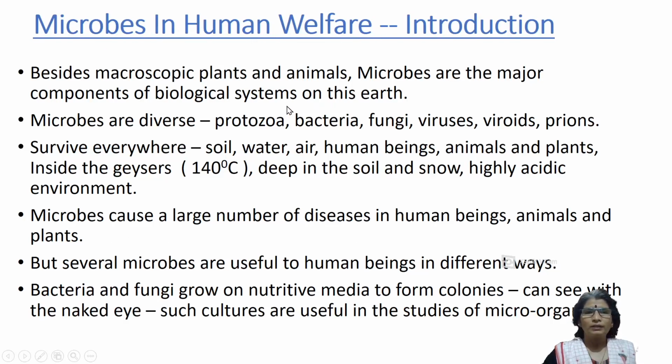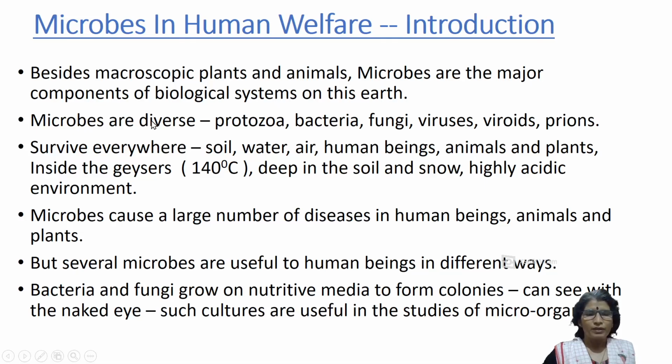On the earth, different types of living organisms are present: plants, animals, and human beings, which we can see with our naked eye. So, they all come under macroscopic. But so many living organisms are very minute and they are more in number. That is why these microorganisms are major components of the biological system on this earth. These microorganisms we can observe only under a microscope.